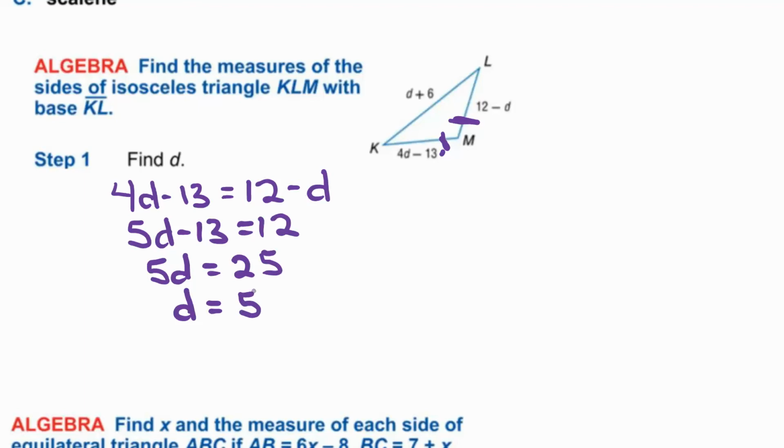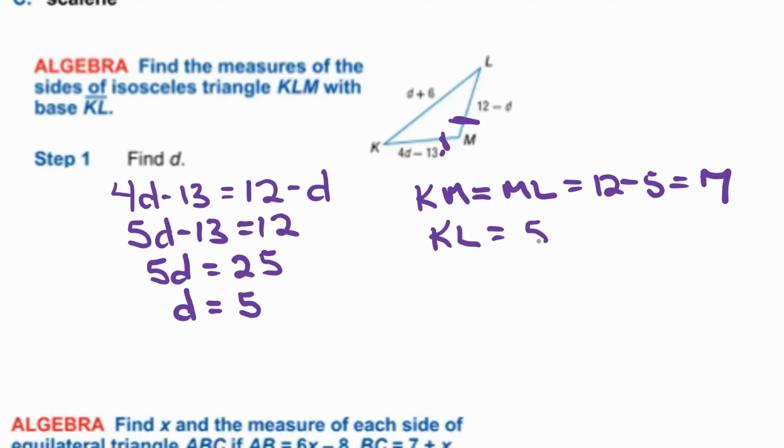Now we need to find the length of each of the sides. We know that KM equals ML. So that'd be 12 minus 5, which is 7. So we have two of the measures. We need the third. So KL equals 5 plus 6, which gives us 11.